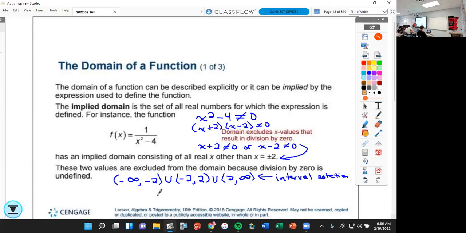I could say x is equal to the set of numbers x such that x is not equal to plus or minus 2. That would be set notation. And I'm just throwing that back out there. We've done it before, just throwing the review out there so you know what's going on.